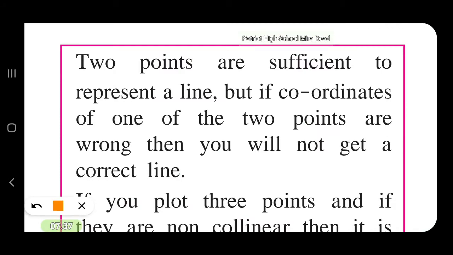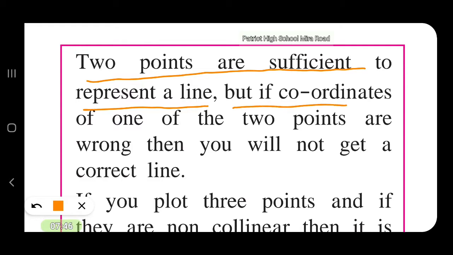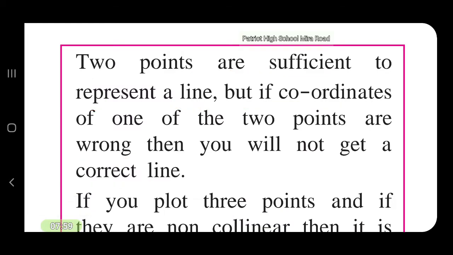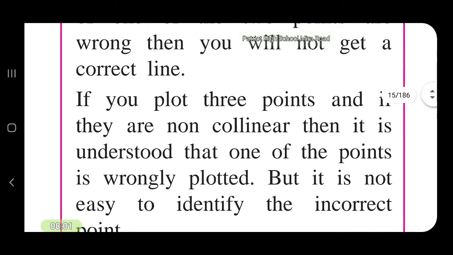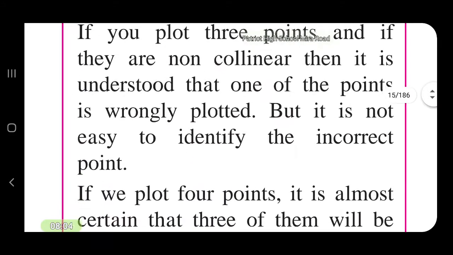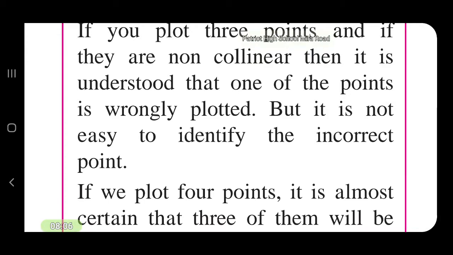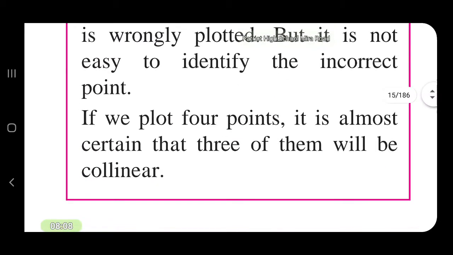In fact, 2 points are sufficient to represent a line. But if you commit a mistake in one of the points, then you will not get a correct line. If you plot 3 points and if they are non-collinear, then it is understood that one of the points is wrongly plotted. But it is not easy to identify the incorrect point.